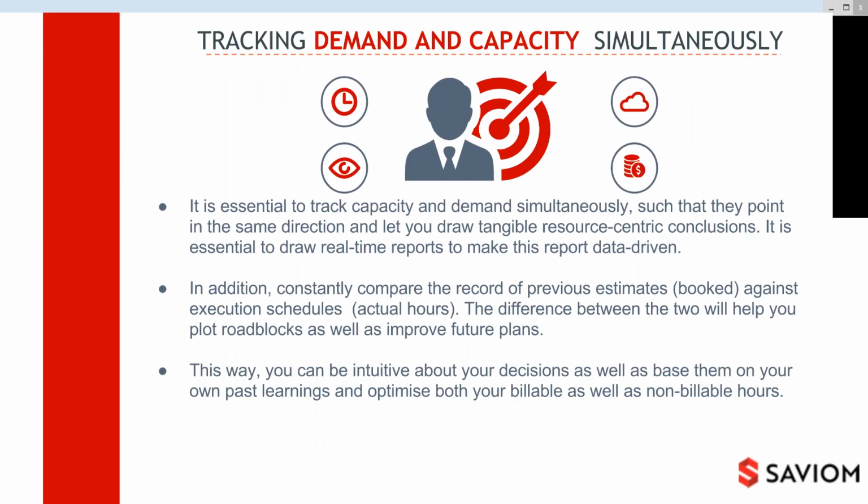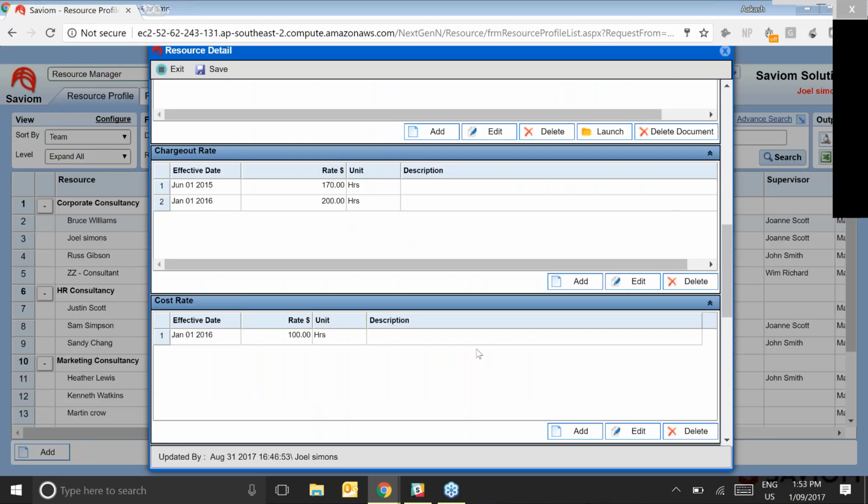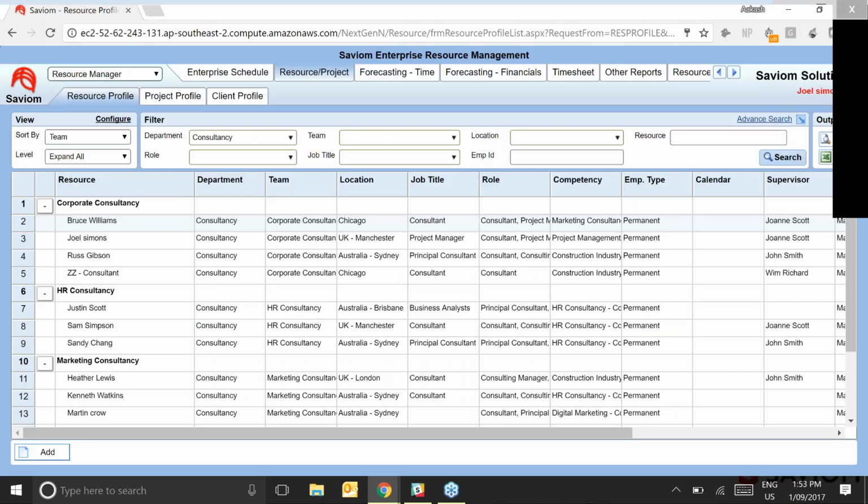Now, the second one is obviously tracking demand and capacity simultaneously. It's important, obviously, because looking at them individually doesn't really help much. The moment that you are comparing the two and measuring them on a very constant, regular basis is where you get your best benefits. There's two components of this that I like to focus on.